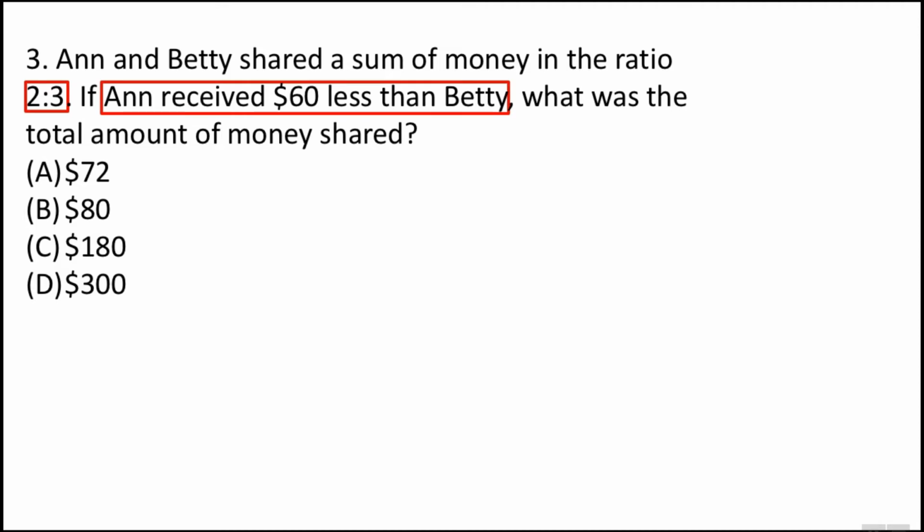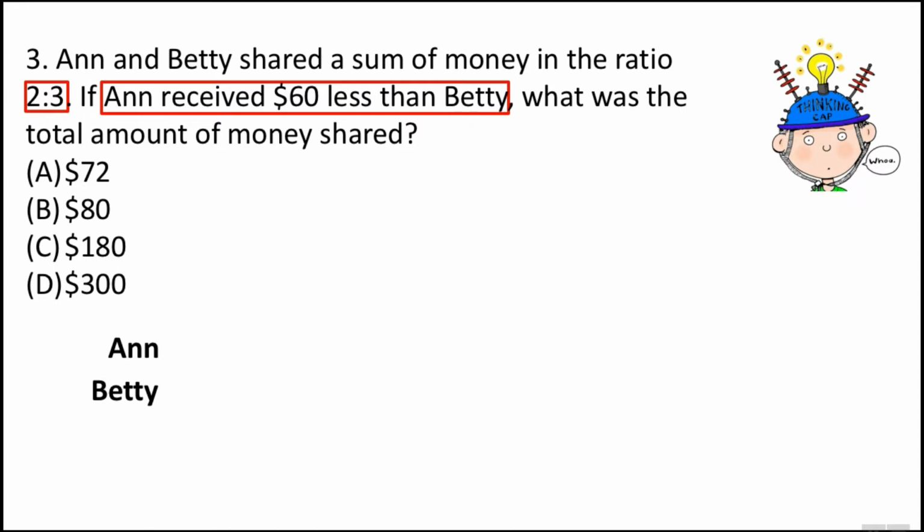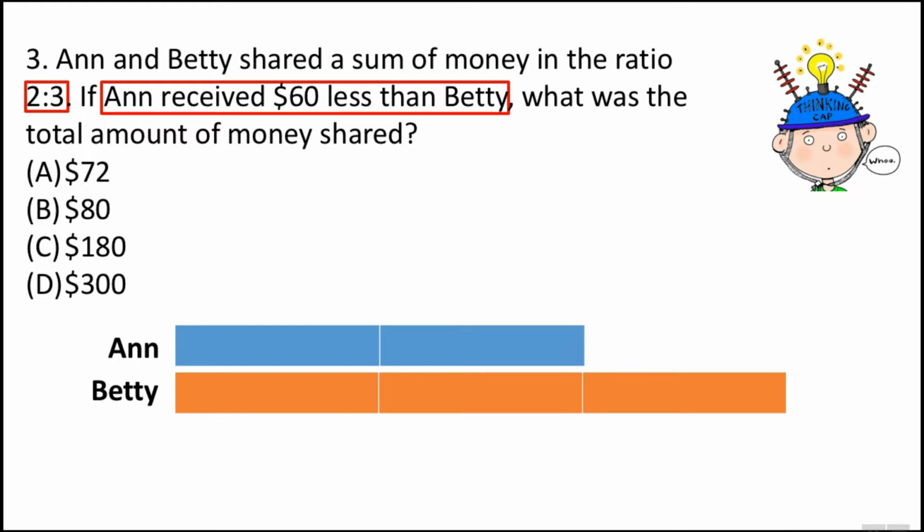I'll be using bar models to explain this question, so please put your thinking cap on. It will definitely help you. We know that Anne received 2 shares and Betty received 3 shares. Looking clearly at the bar model, you can see that Betty received 1 share more than Anne. We also know that Anne received $60 less than Betty, which means Betty must have received $60 more than Anne. So that additional share for Betty must be $60.